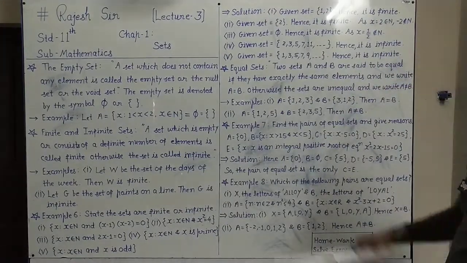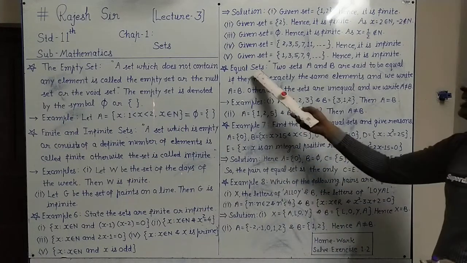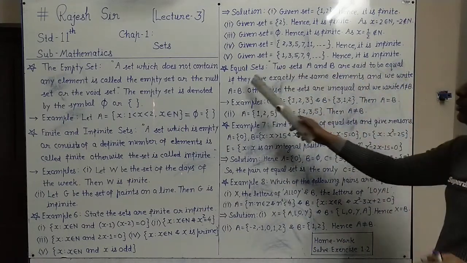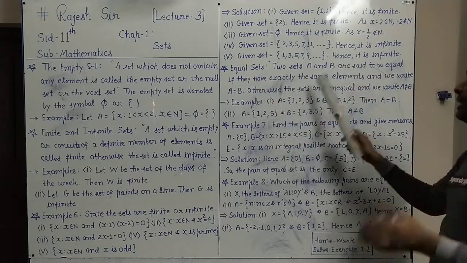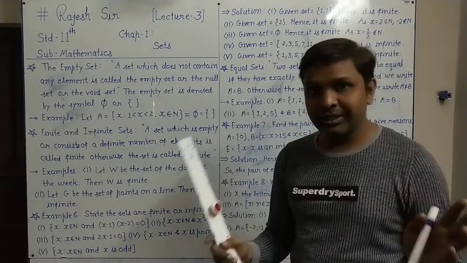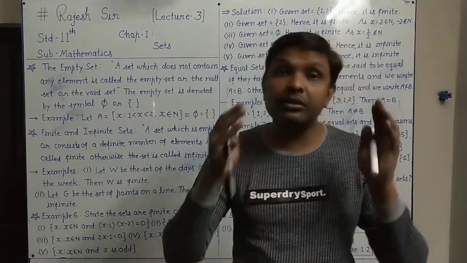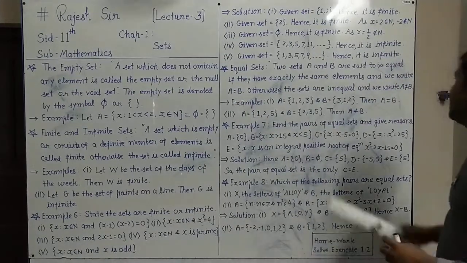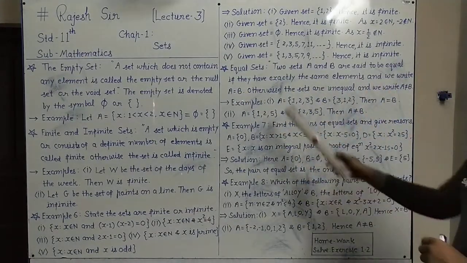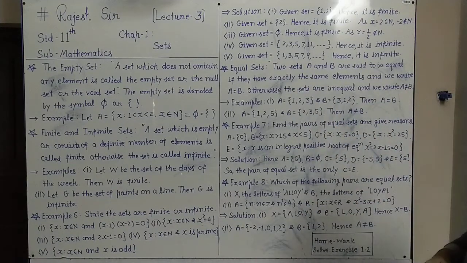Next definition we have is equal sets. Two sets A and B are said to be equal if they have exactly the same elements. For two sets to be equal, both sets must have exactly the same elements, and we write it as A equals B if they are equal sets. Otherwise the sets are unequal and we write A not equal to B.